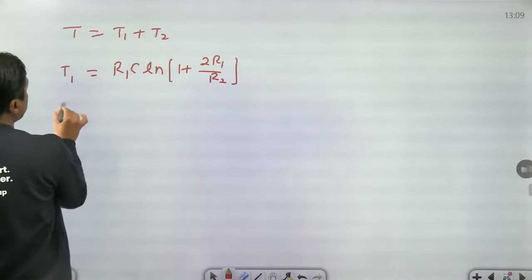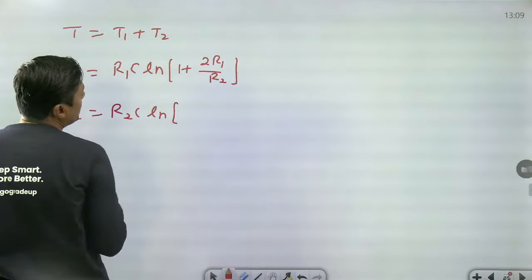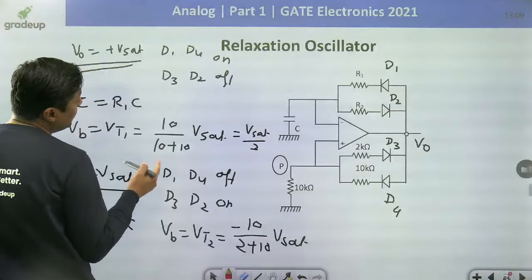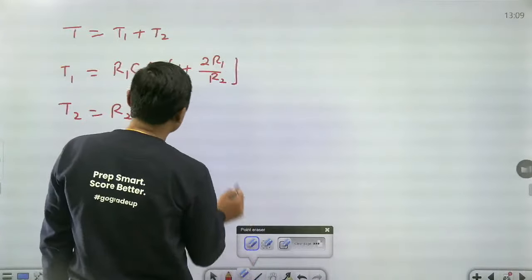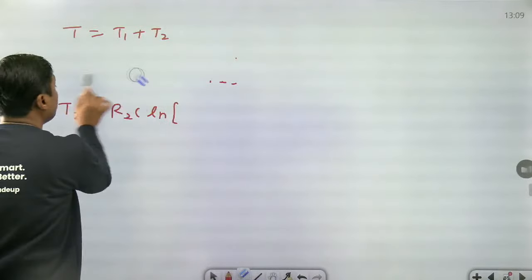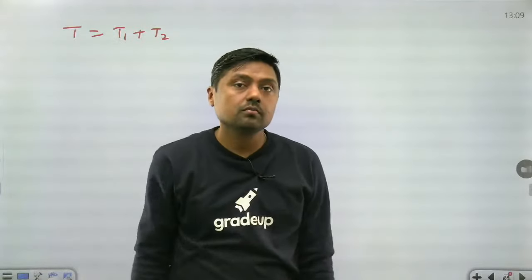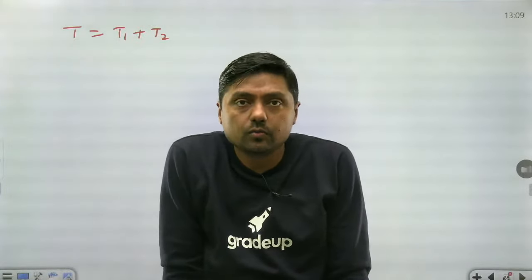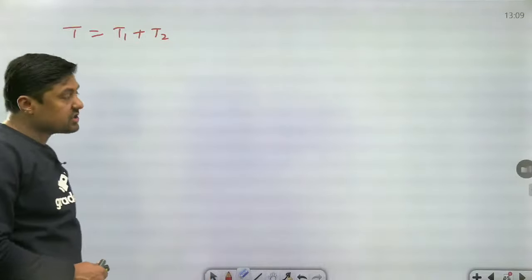This is the T1. Now the threshold voltage is different, and that's why we are getting a different formula. You have to derive this formula. We do not have a general formula for this. We have to derive the formula. Okay, this is all about the relaxation oscillator.